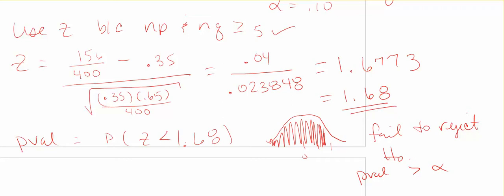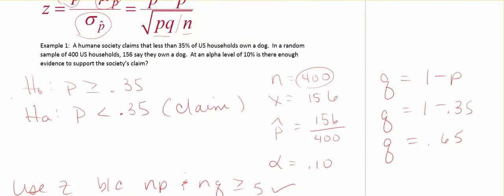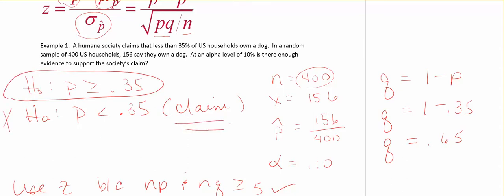If we fail to reject the null, would we have evidence to accept the claim? So we come back up here. If we're failing to reject the null, that means we're keeping this one, and we're throwing this one out, and it was the claim. So you do not have evidence to support the claim.